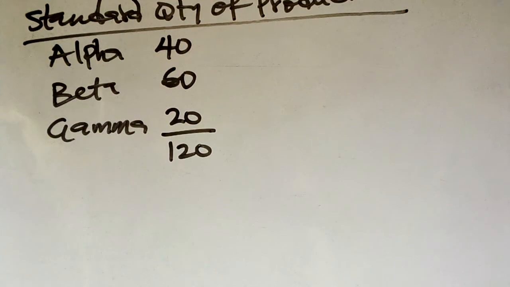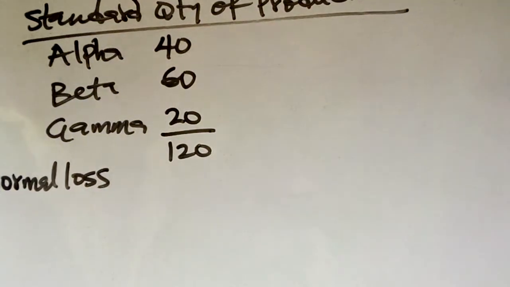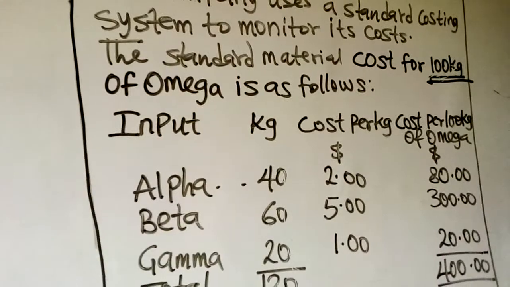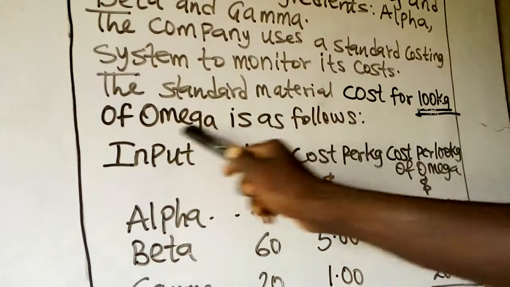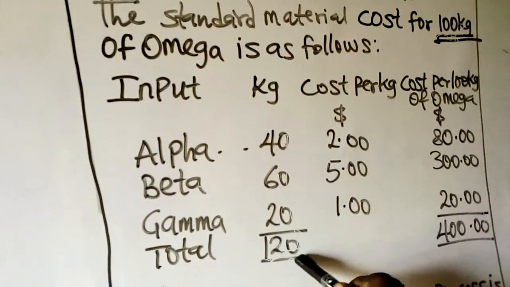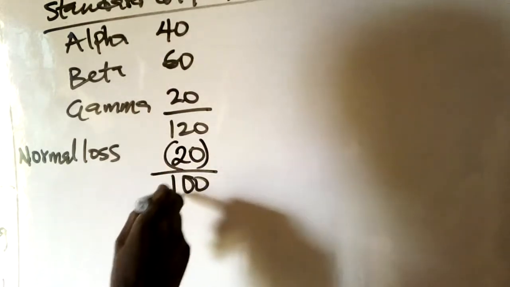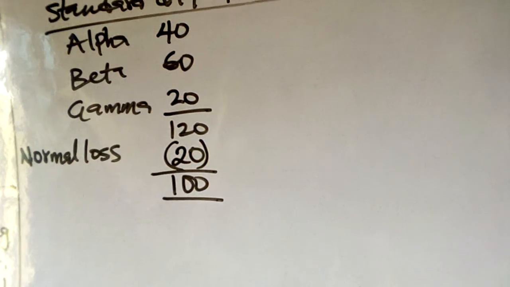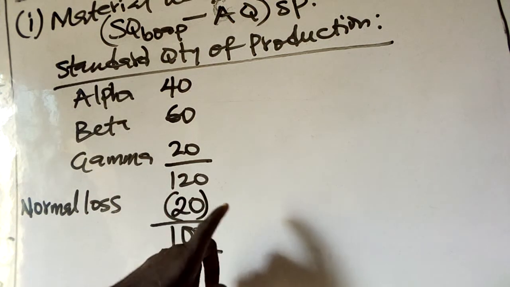I said you are going to allow for material wastages, the normal loss. You were told that the standard material cost is for 100 kg of omega, and you have 120. So if the standard input is 120 and it ought to be 100, that means 20 kg have been lost. So the normal loss will be 20 kg. When you subtract 20 kg, then you have 100. Don't forget that in the computation of material usage and material yield, you are going to allow for the normal loss.